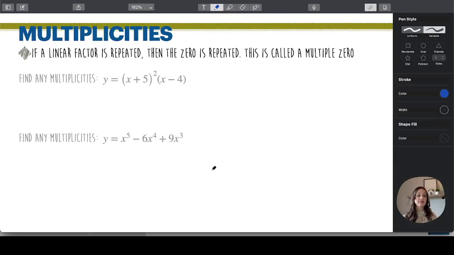Multiplicities is when a linear factor is repeated. And if a linear factor is repeated, then the 0 is repeated, and it would be called a multiple 0 or a multiplicity. So for example, this basically can be written as y equals x plus 5 times x plus 5 times x minus 4.